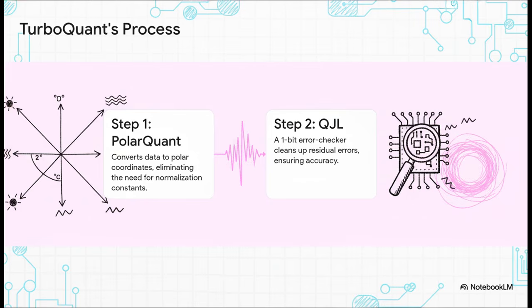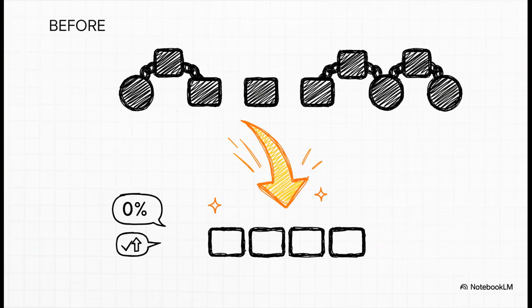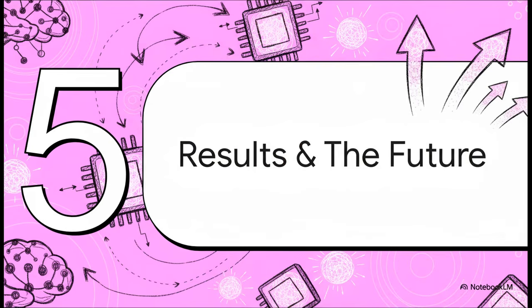Then, in step 2, this clever 1-bit error checker called QJL comes in and just cleans up any tiny little inaccuracies left over, making sure the final result is absolutely pristine. And the result is a total game changer. By getting rid of the overhead, TurboQuant can dedicate its entire compression budget to what actually matters, capturing the true meaning of the original data. No wasted bits, no hidden costs, just pure, clean, efficient compression.